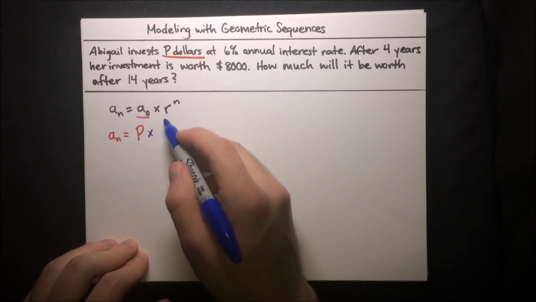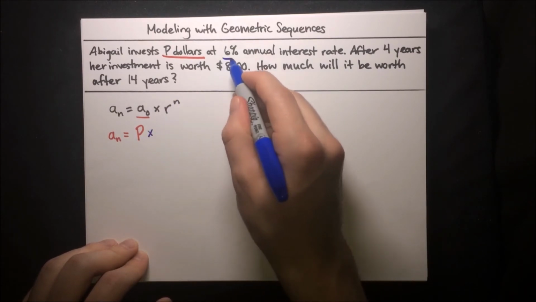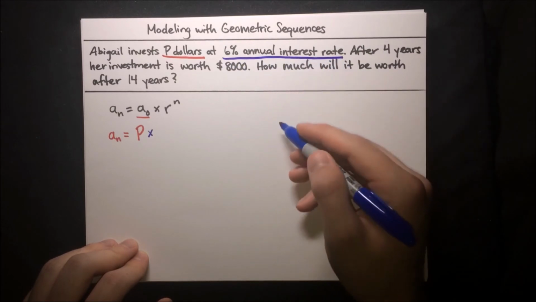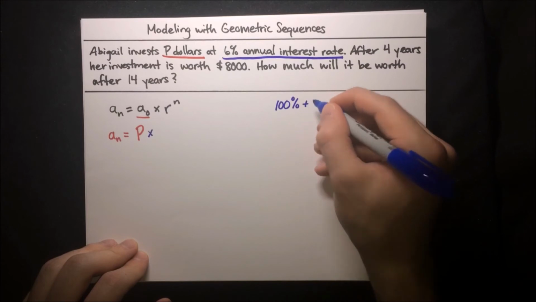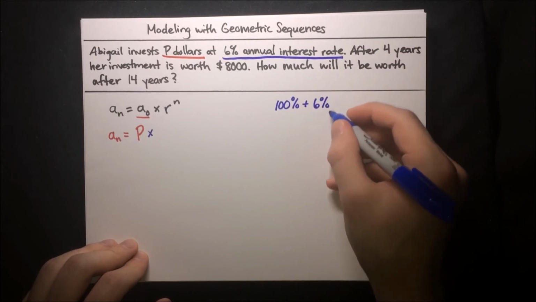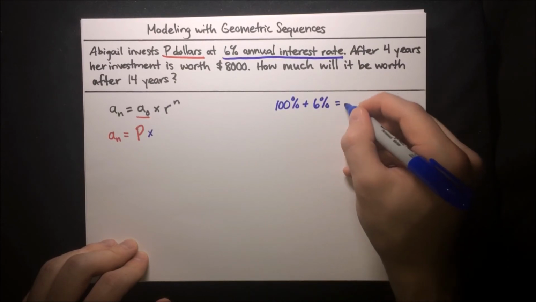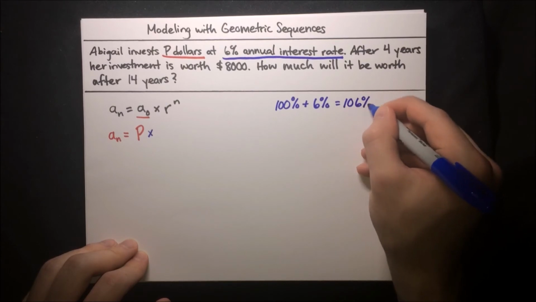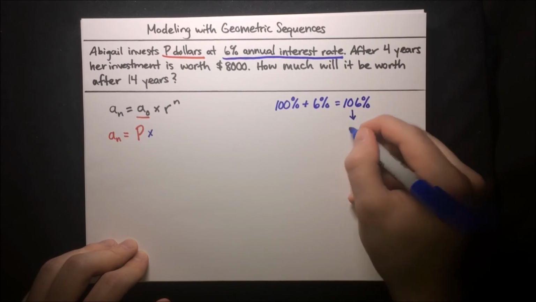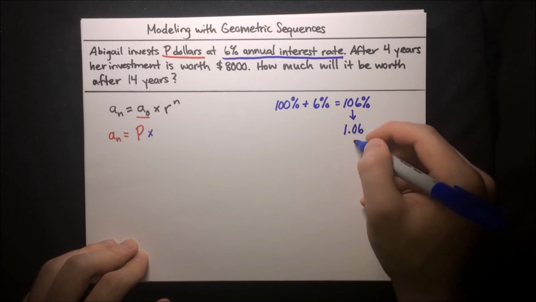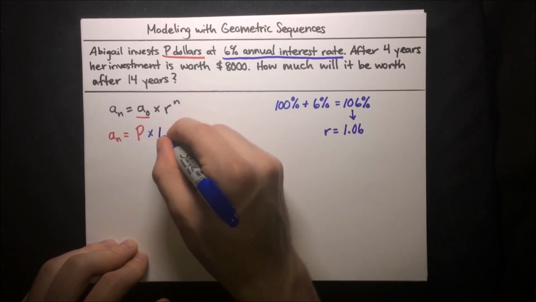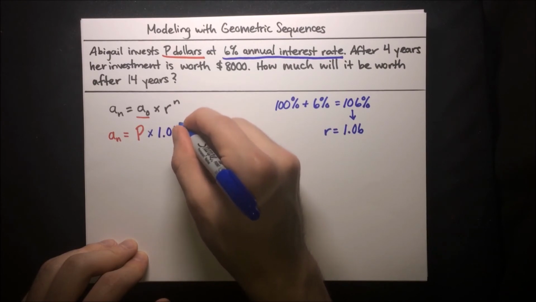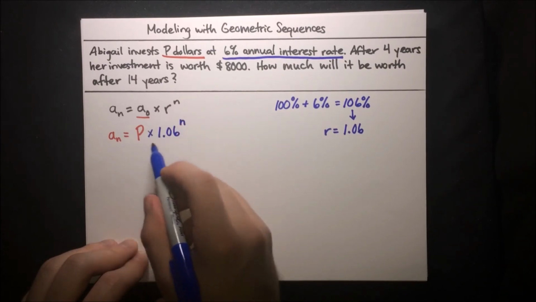And what is r here? Well, r comes from the 6% annual interest rate. Each year is 100% plus an additional 6% of the previous year. So that's 106% of the previous year, and in decimal, that's 1.06. So r equals 1.06. So 1.06 to the nth power, and now we've got our formula here.